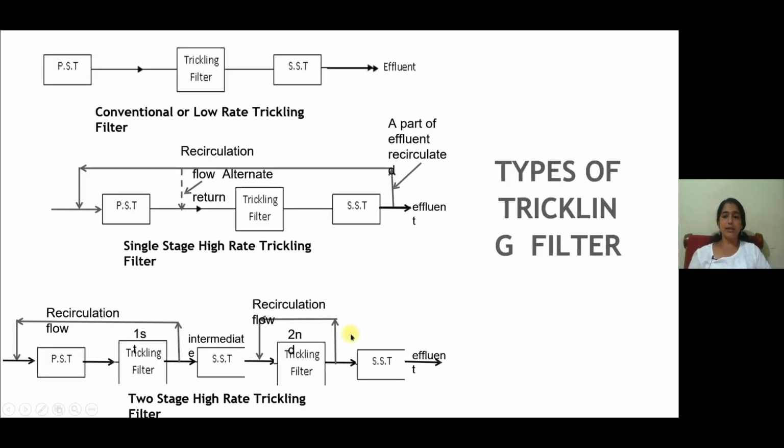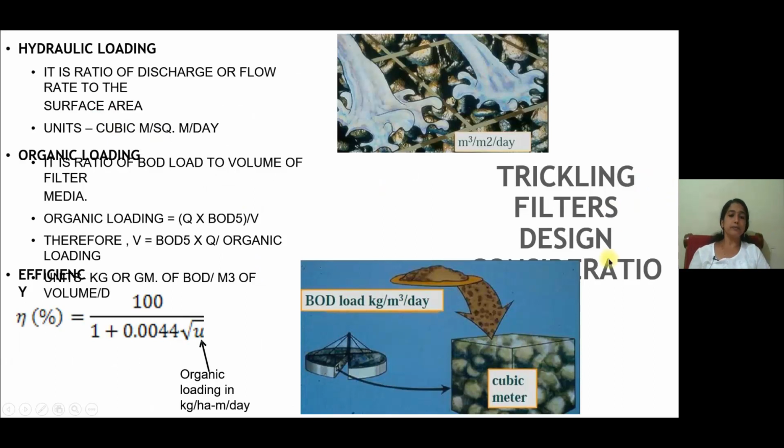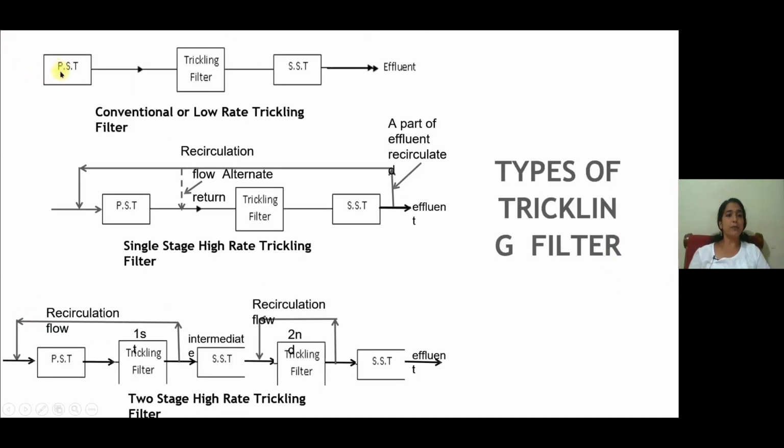Then the types of trickling filters: the conventional or low rate trickling filter, and the high rate trickling filter, that is the single stage trickling filter and the two stage high rate trickling filter. The flow diagram is shown in the figure. First is the primary sedimentation tank, that is PST. The influent coming from this PST is fed into the trickling filter, and the effluent from the trickling filter is fed into the secondary sedimentation tank. This is the conventional low rate trickling filter system.